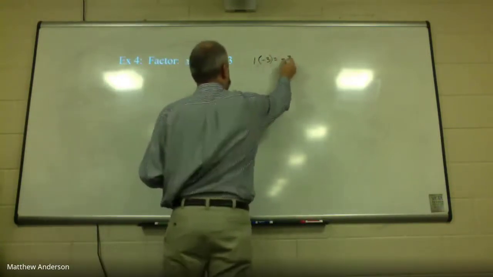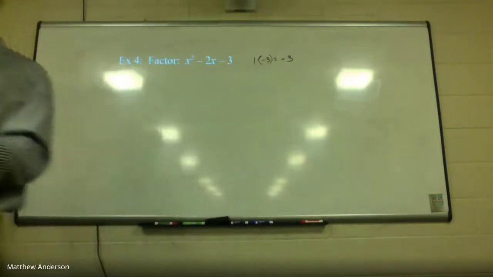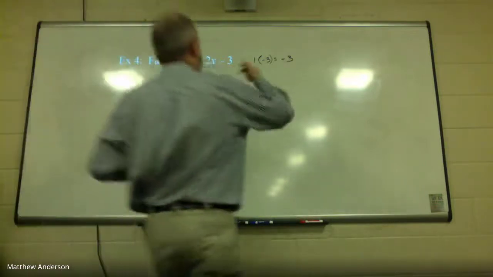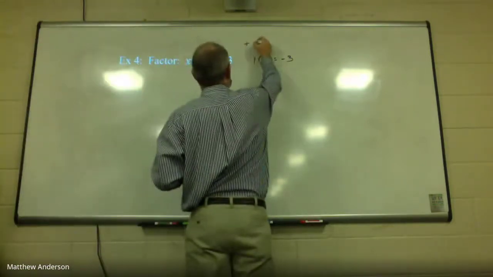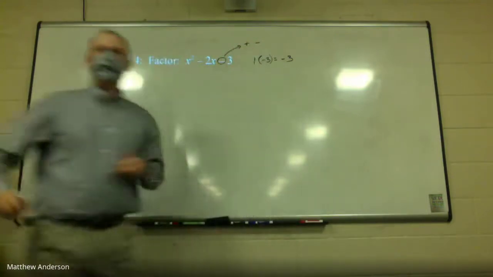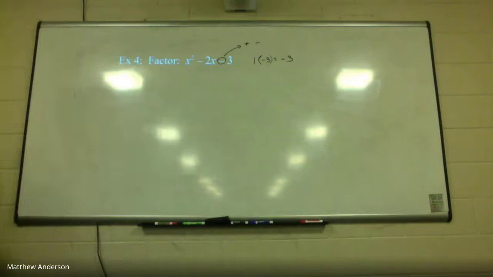So we get -3. Now let's put on our thinking caps again. If I multiply two numbers together and I'm going to get a negative answer, what do I know about the signs of those two numbers? That makes sense? One's positive, one's negative. And we can see that, right? The 1 was positive and the -3 was negative. So these are going to have different signs. One's positive, one's negative. That's what this sign right here tells us. They have to have different signs because when you multiply them together, you get a negative answer.